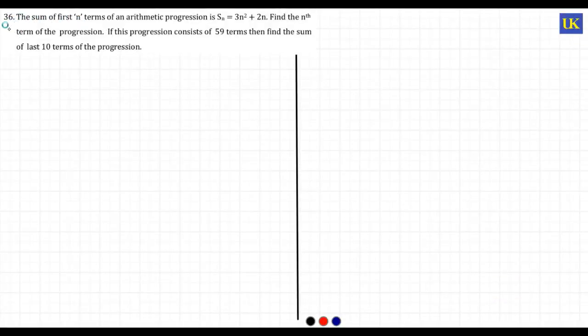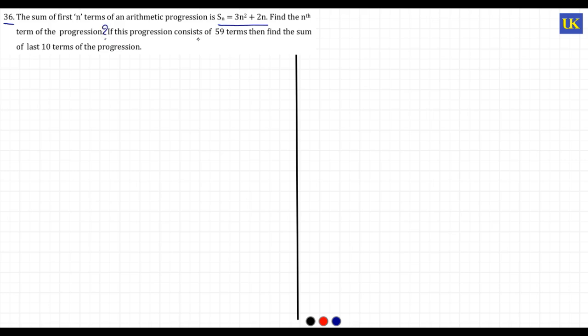So guys, in this question, we will be solving the 36th question. The sum of the first n terms of an arithmetic progression is Sn equal to 3n square plus 2n, and they are asking us to find the nth term of the progression. So this is one thing we have to find here.